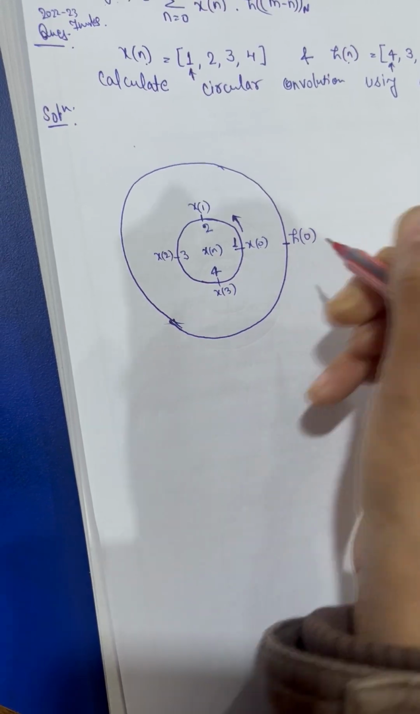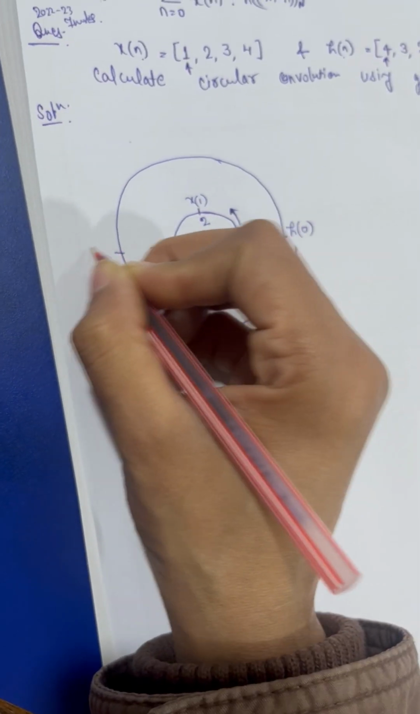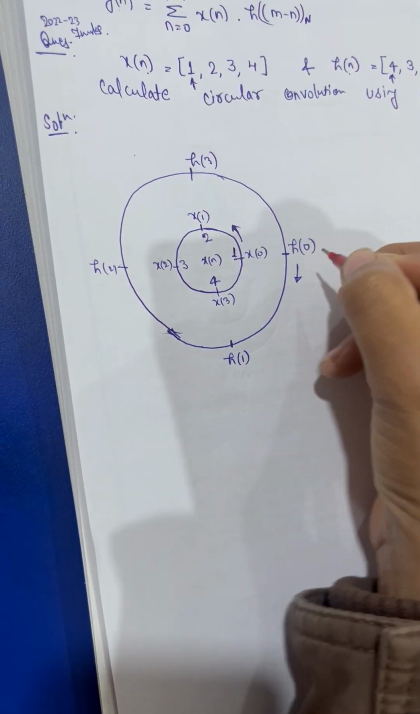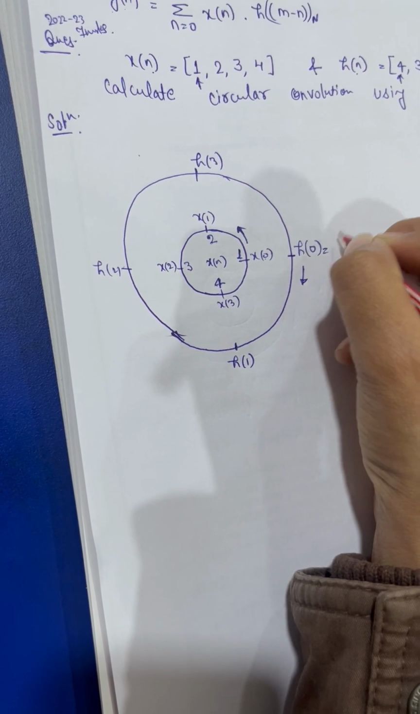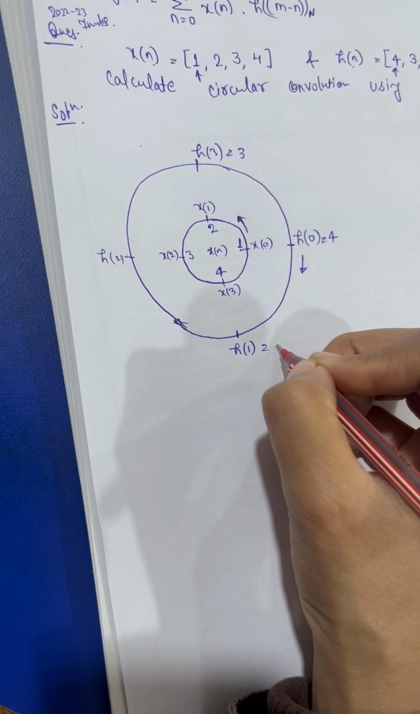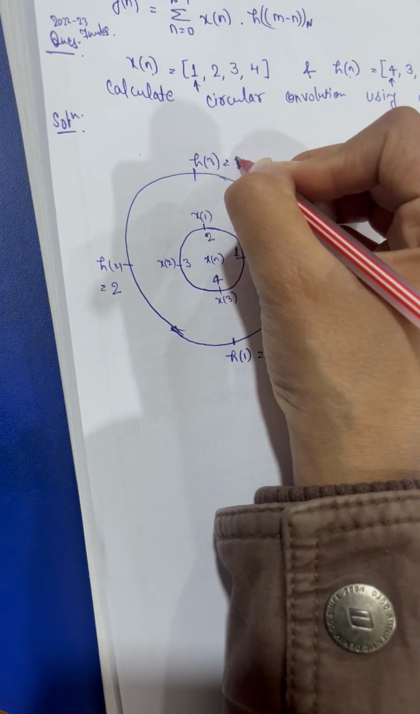Now put the values in the outer circle. Here h0 in clockwise direction, then h1, h2 and h3. Putting the values from the question, h0 is 4, h1 is 3, h2 is 2 and h3 is 1.